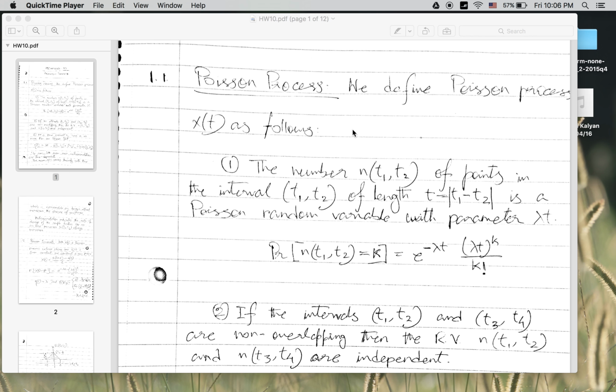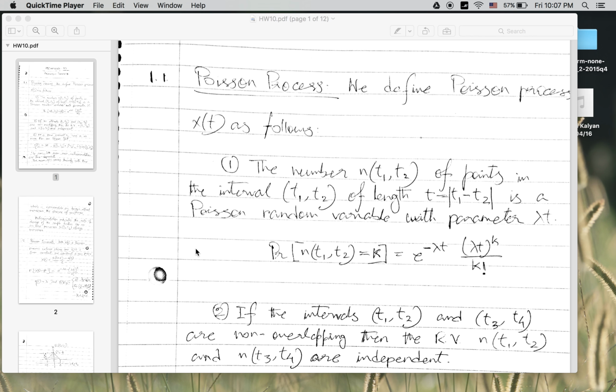We know that a stochastic process x(t) is called a Poisson process if the number of points n in the interval (t1, t2) with the parameter lambda t, where t equals the modulus of t1 minus t2, follows the probability distribution: the probability of n equals k is e to the power minus lambda t, multiplied by lambda t raised to the k, divided by k factorial. This is the Poisson distribution, and this is where the name comes from.